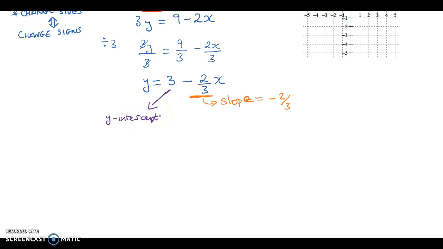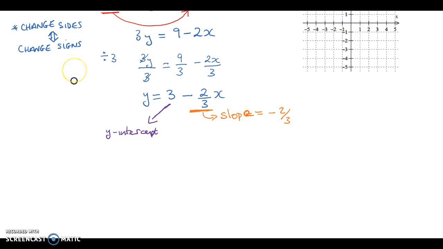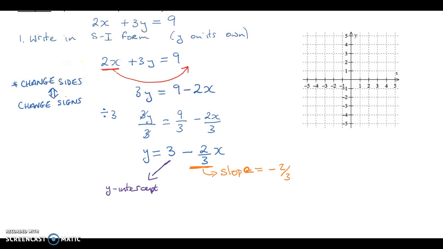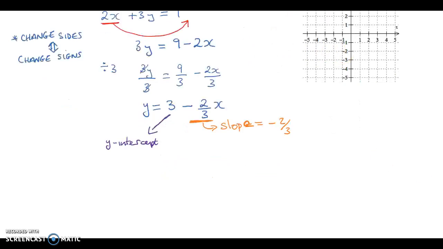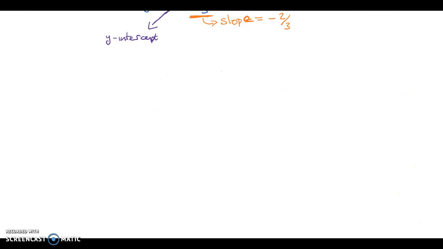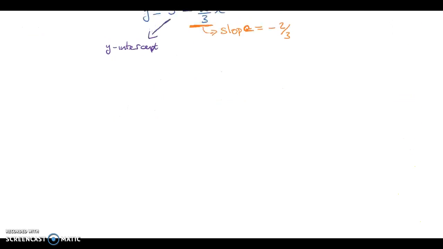So let's begin by plotting that y-intercept. We're going to put it at 3 on the y-axis, so it's there. Now we'll come back to that in a second. If we can just scroll back down again.